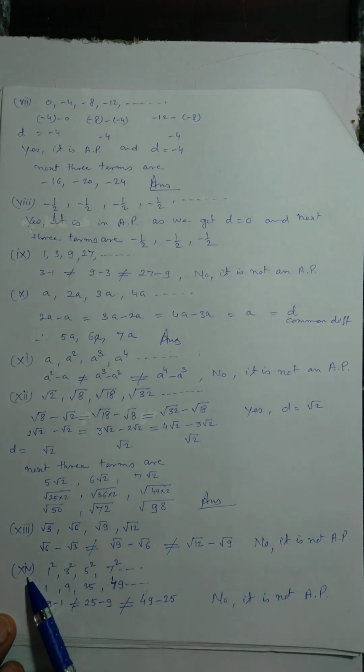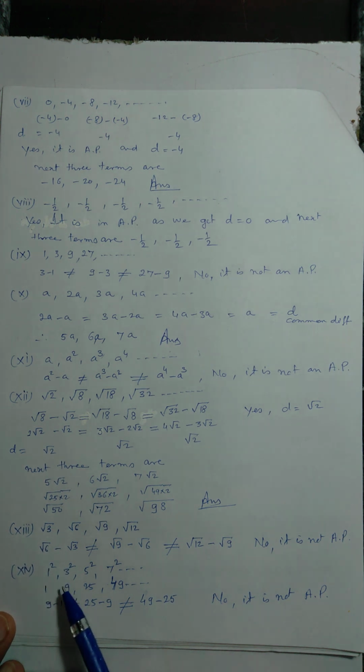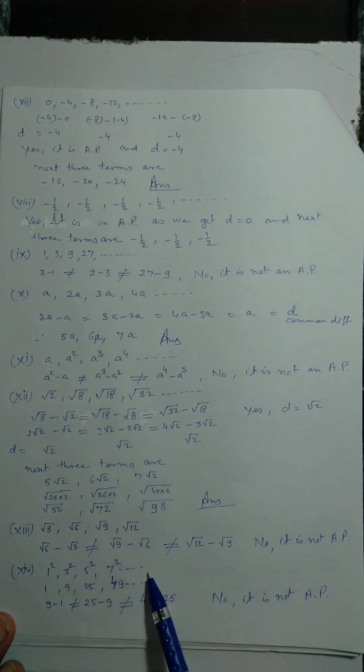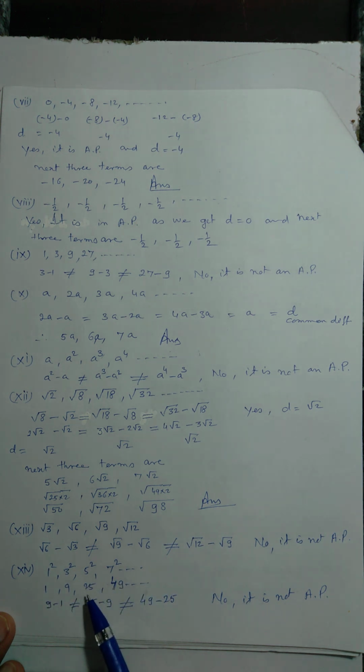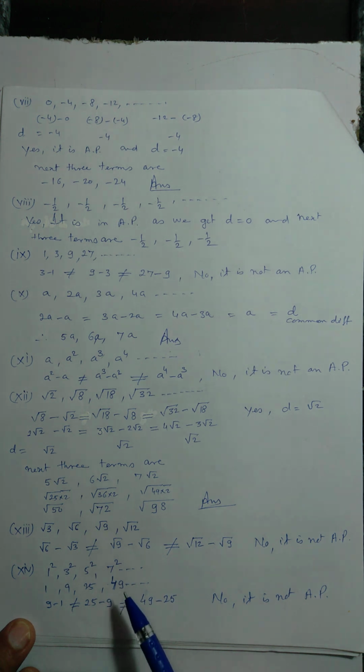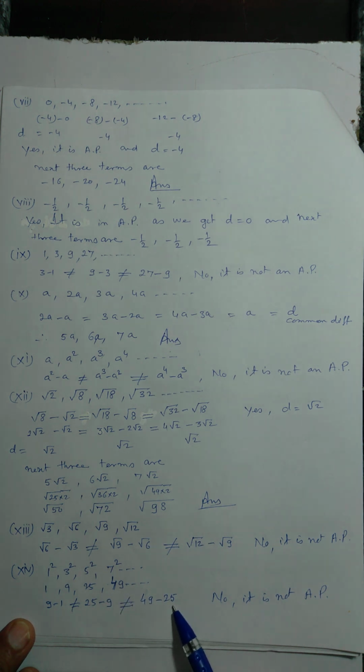Now the 14th part, that is 1 square, 3 square, 5 square, 7 square and so on. So 1, 9, 25, 49. If you see, 9 minus 1 is not equal to 25 minus 9, is not equal to 49 minus 25. No, it is not an AP.